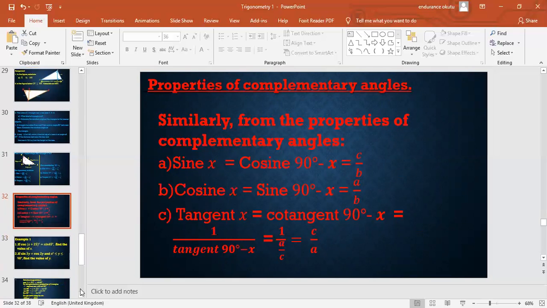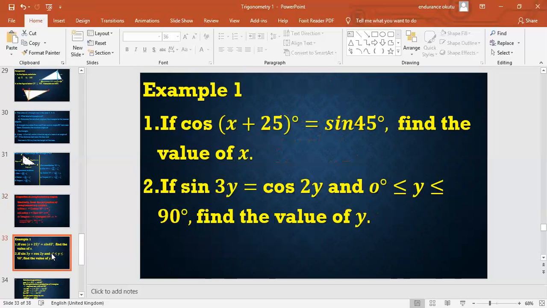All right, now let's take a few examples. Example 1, we have two simple questions. In these two questions, we are asked to find the value of X in the first one, and in number 2, we are asked to find the value of Y. So we take one after the other. Question number one.